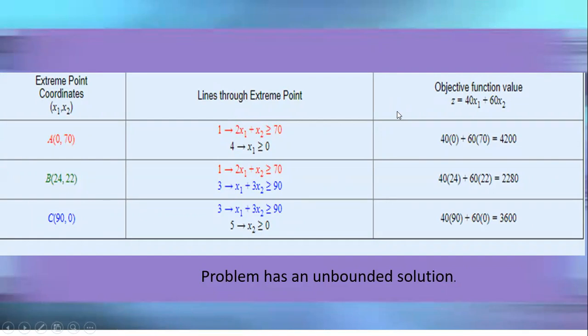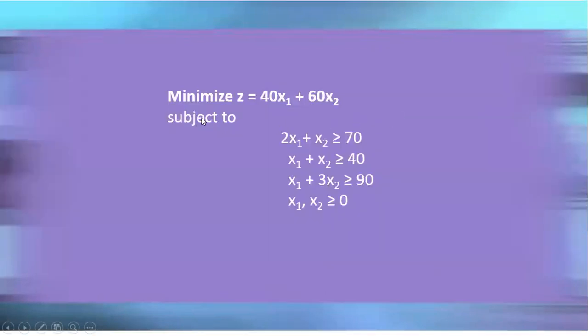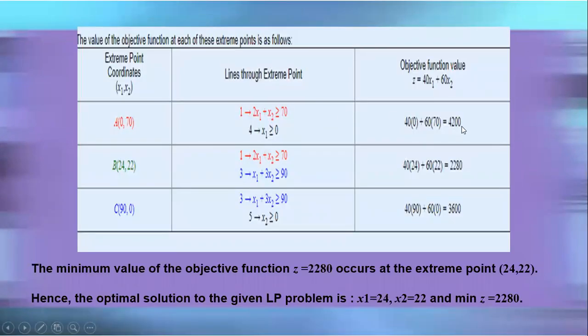If the same problem asked for minimization, then get the coordinates of the corner points, and in the table, whichever is the minimum value is the answer, that is 2280. So the minimum Z value will be 2280. Maximization for the same problem gives an unbounded region. If the objective function is to minimize, then you will get 2280.